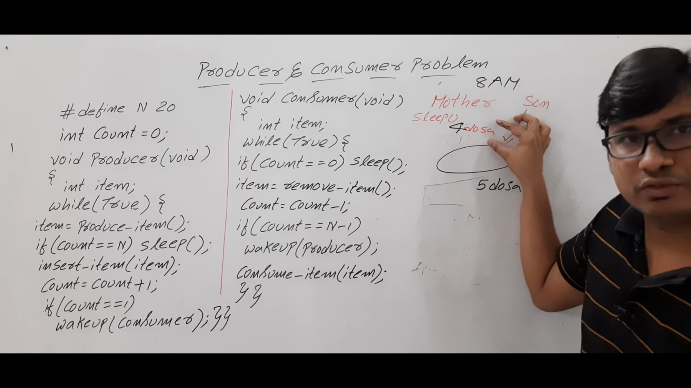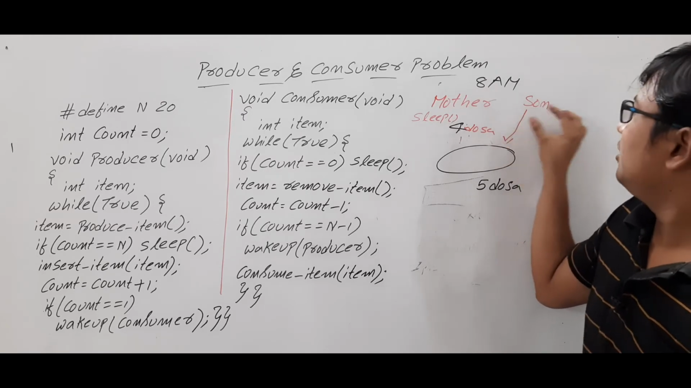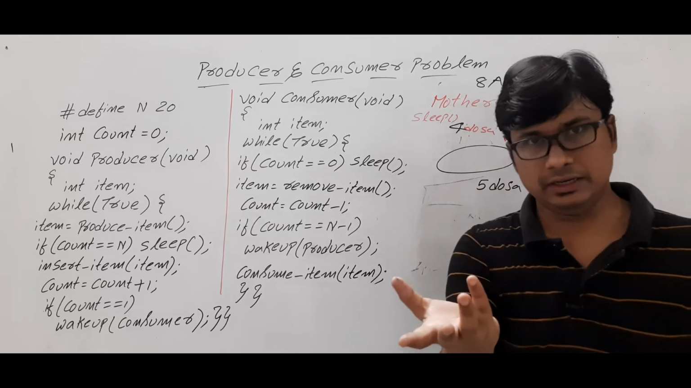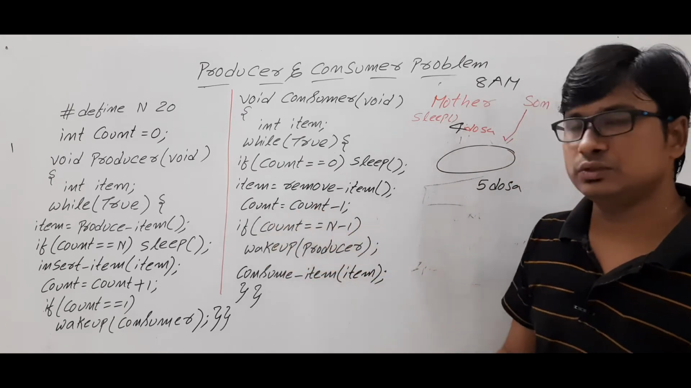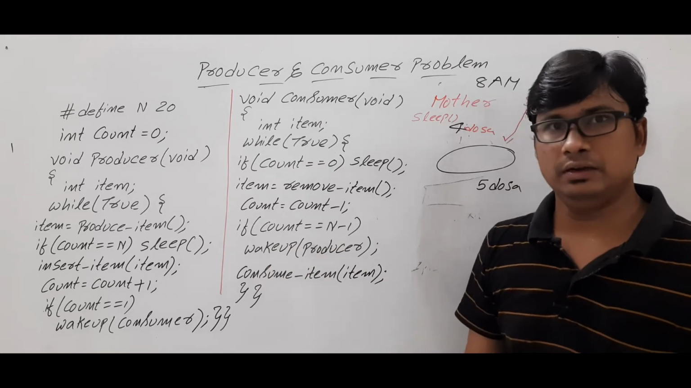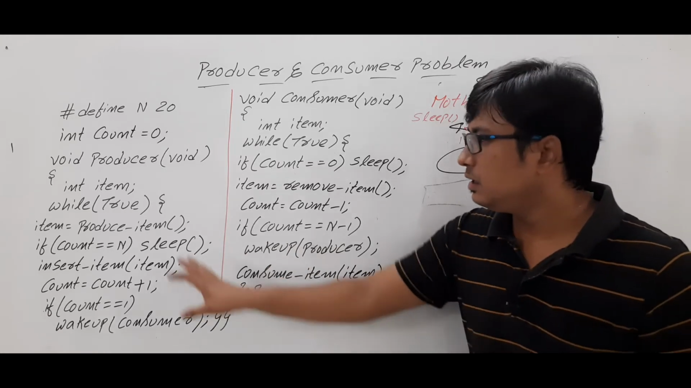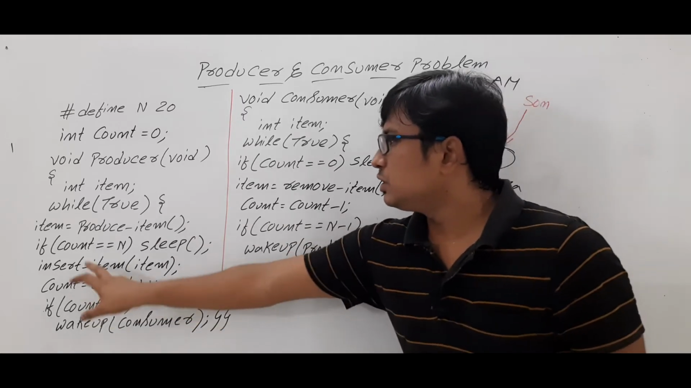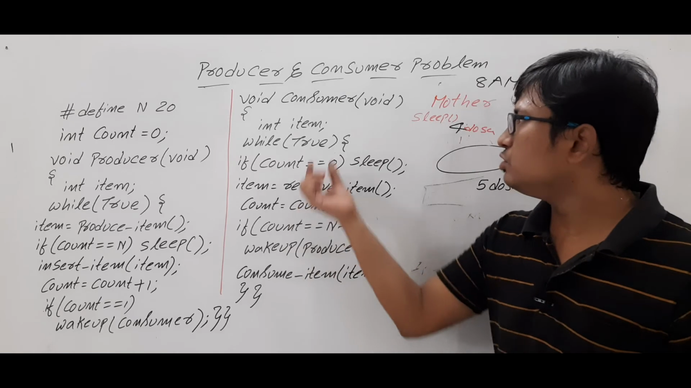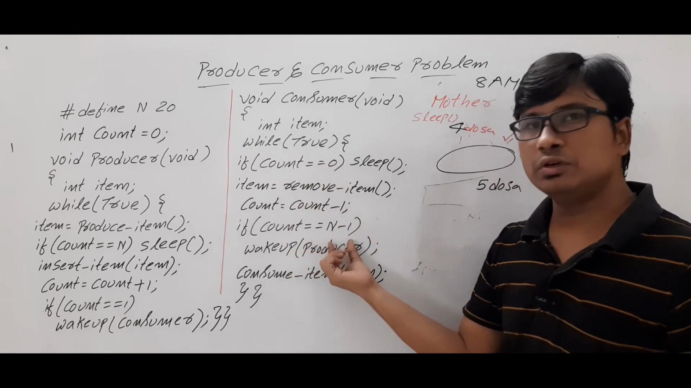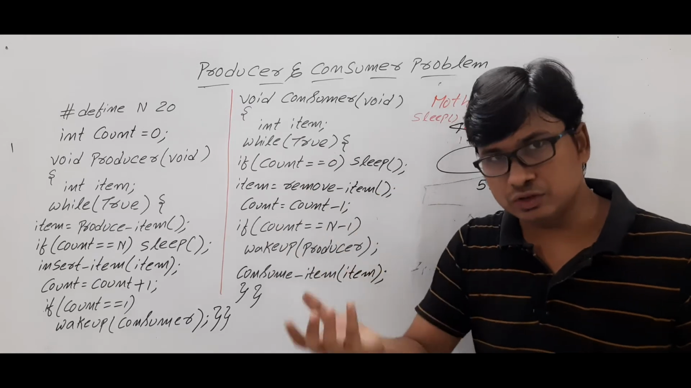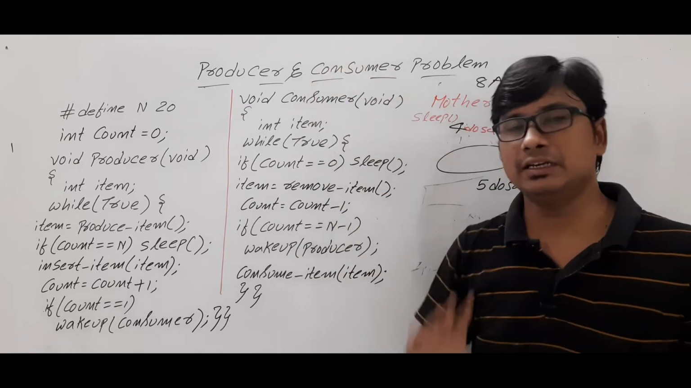Suppose let's take that there are 4 dosas here. Okay, once the son has eaten one dosa, the number of dosas will be 3. Am I right or wrong? So that is what it is doing. If count is equal to N minus 1, meaning that if count was equal to N, what the producer was doing, he was going to sleep. Now when the consumer sees count is equal to N minus 1, he thinks that okay, before I consumed one item, there were N items in the buffer.